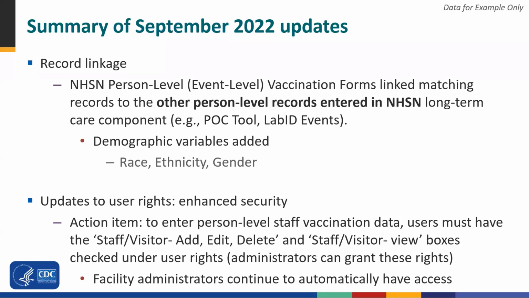In addition, we'll get into these details later in the presentation, but there was an update made to user rights in order to enhance the security of the staff person level vaccination data. As I mentioned earlier, to continue entering person level staff vaccination data, users will need to have the staff visitor add, edit, delete box and the staff visitor view box checked under user rights. Administrators can grant these rights, but facility administrators will continue to automatically have access.